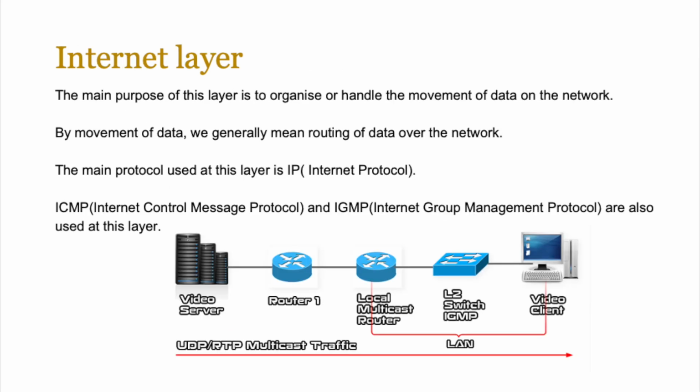The internet layer is the next one, and the main purpose of this layer is to organize or handle the movement of data on the network. By movement of data, we generally mean routing the data over a particular network. So the internet protocol is used at this particular stage. So the IP part of TCP/IP comes into play here. Internet control message protocols, internet group management protocols are also used at this layer. So all we're doing is looking at the routing of things.